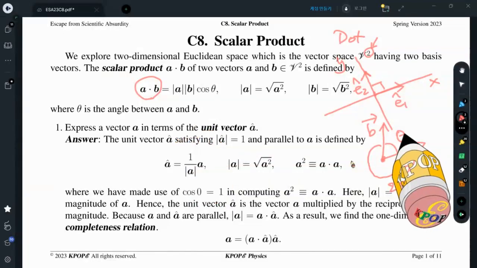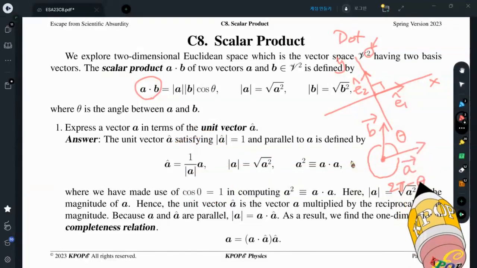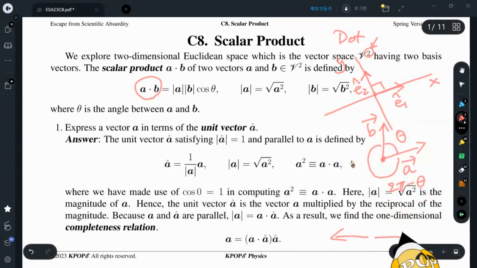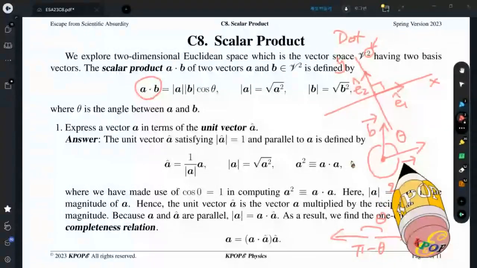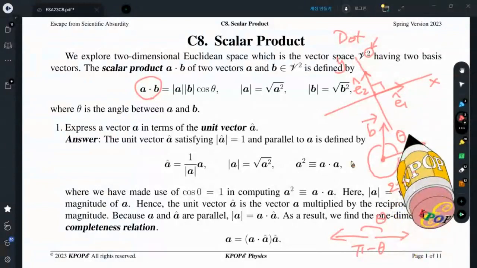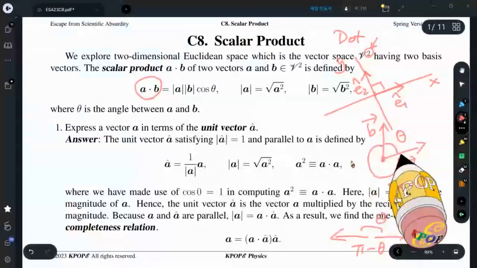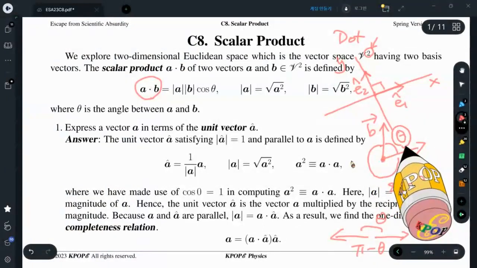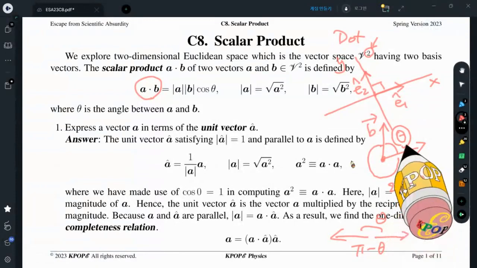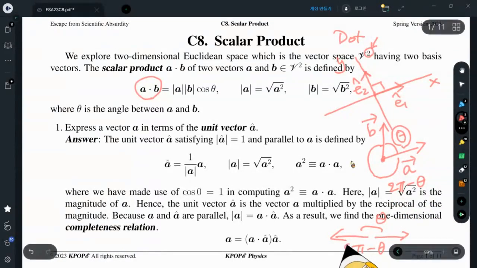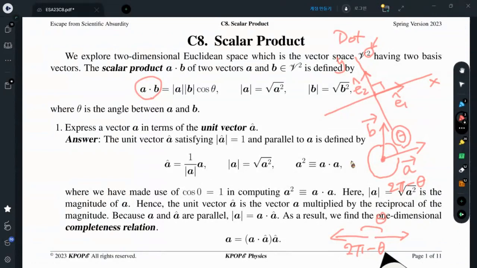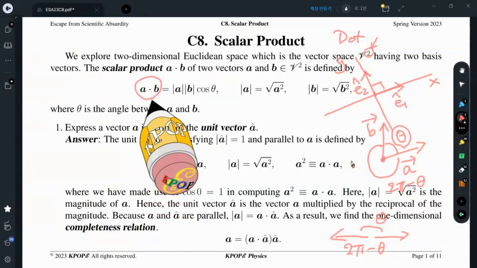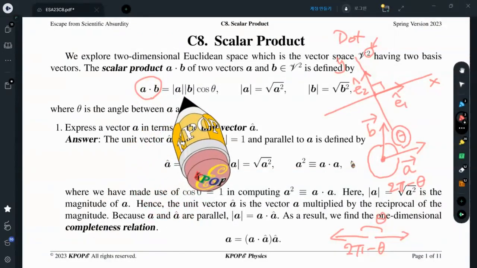However, we can always distinguish these two except for the case where they are opposite, theta and pi minus theta become equal. If you have two angles that have different values, then you can always choose the smaller value of the two angles, theta and 2 pi minus theta. Okay, so we define the scalar product between two vectors in this manner.